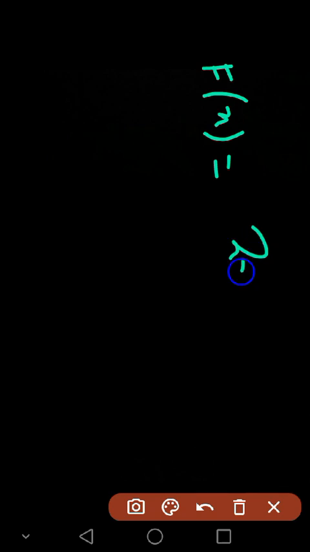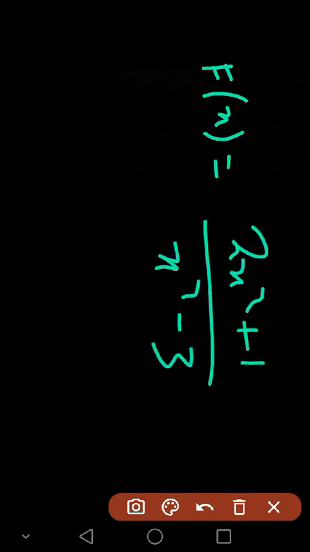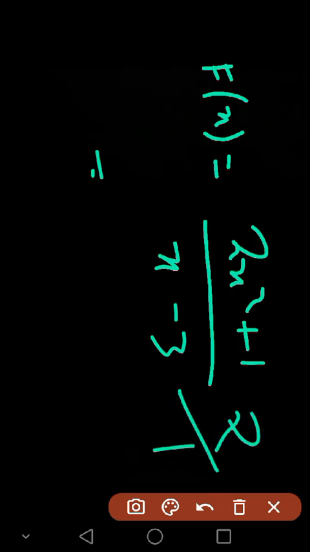So this is the only time when I can have a horizontal asymptote, not in a case where the power at the top is greater than the power at the bottom. So if I have f of x equal to something like 2x squared plus 1 over x minus 3, I can see that my highest power at the top is 2, and my highest power at the bottom is 1.